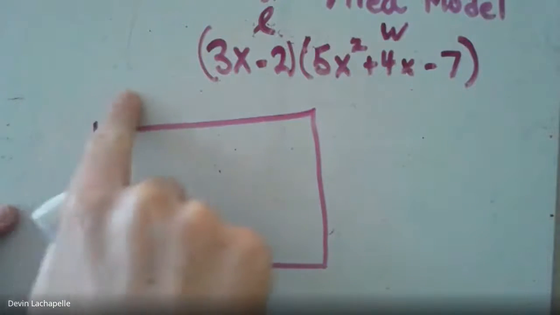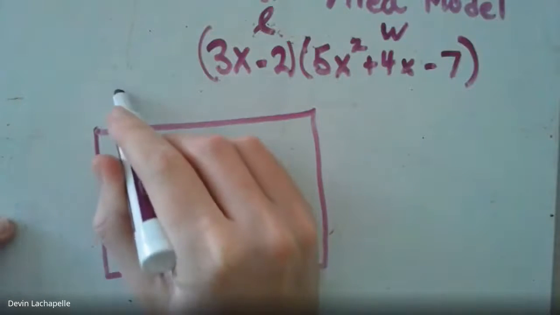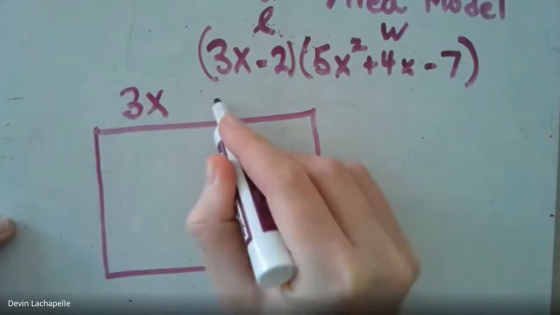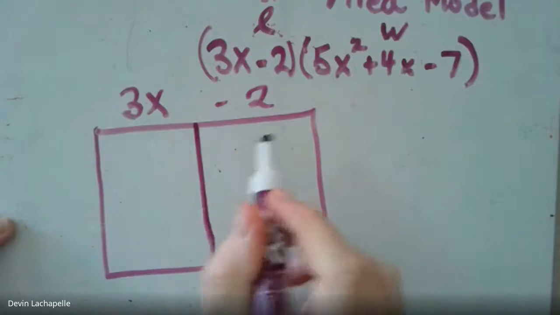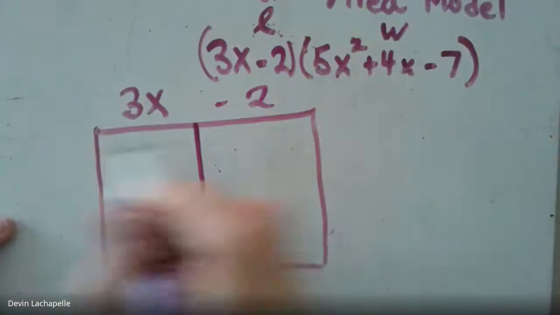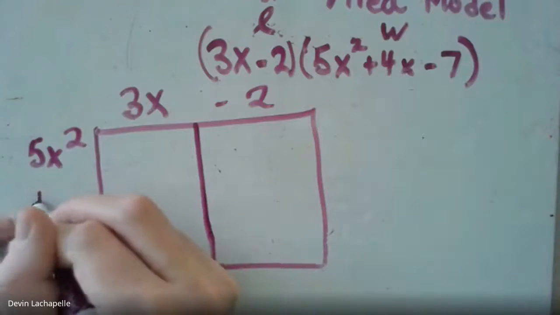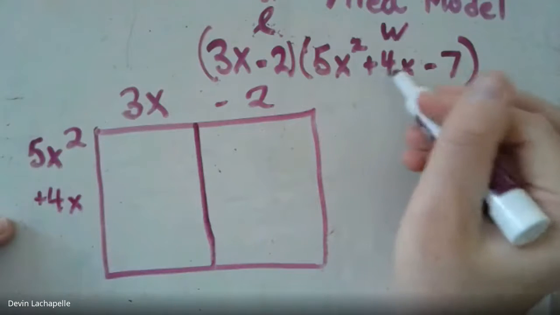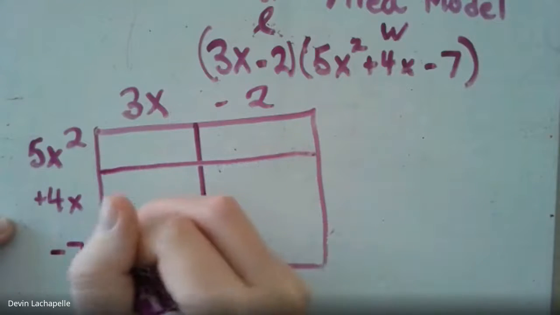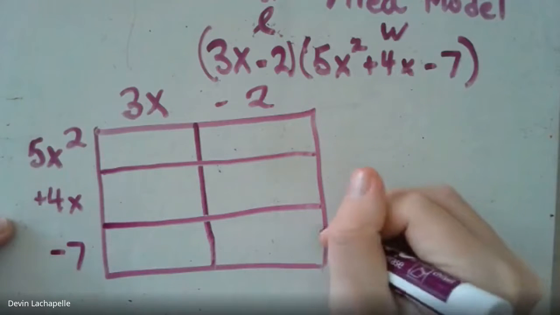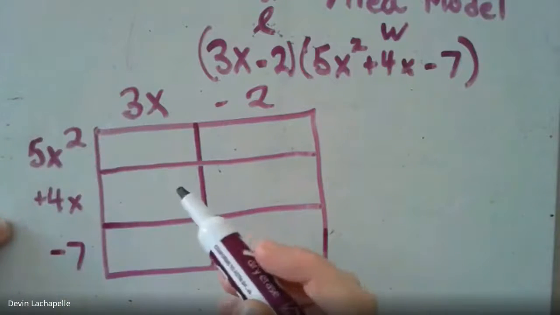And the size of the rectangle is pretty arbitrary. You can make it however you want. All right, so I'm going to say 3x minus 2. I'm going to split my box right there. I'm going to be multiplying those separately. Then I'm going to say, all right, I've got 5x squared, positive 4x, I'm going to keep the sign with each term, and negative 7. I've got 3 parts there. Go ahead and section it off.